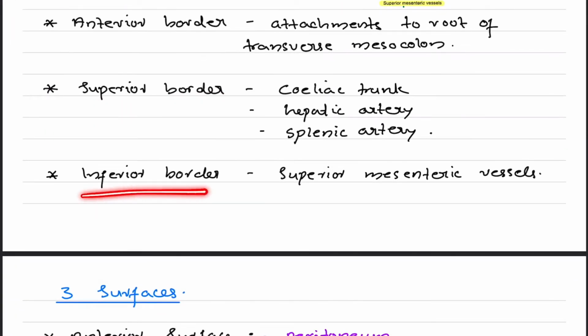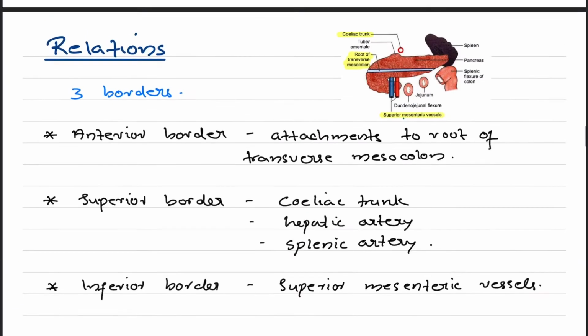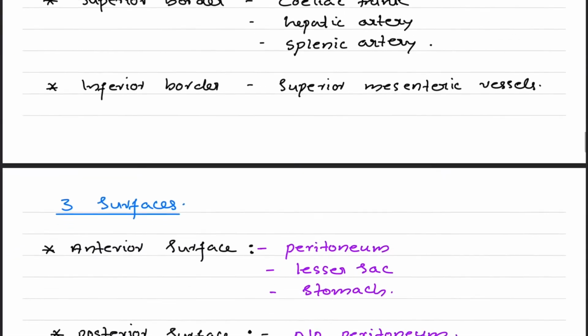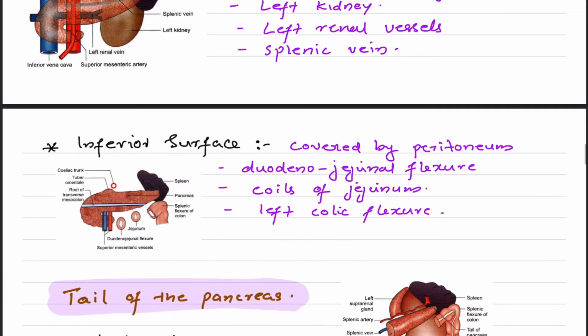The inferior border, we have the superior mesenteric vessels. See, this is the inferior border. Here we have these two superior mesenteric vessels. Okay, now we have three surfaces: anterior surface, posterior surface and inferior surface.